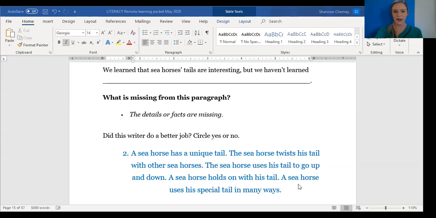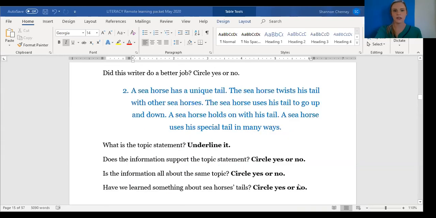Excellent. This writer has a lot of facts and details, a topic statement, and a conclusion. It's talking about how the tail can be used to connect with other seahorses, that the tail can be used to swim up and down, and then it can hold on to things like coral with its tail. What's the topic statement of this paragraph? Remember, the topic statement is the part that introduces the text. What's the topic statement? Underline it.